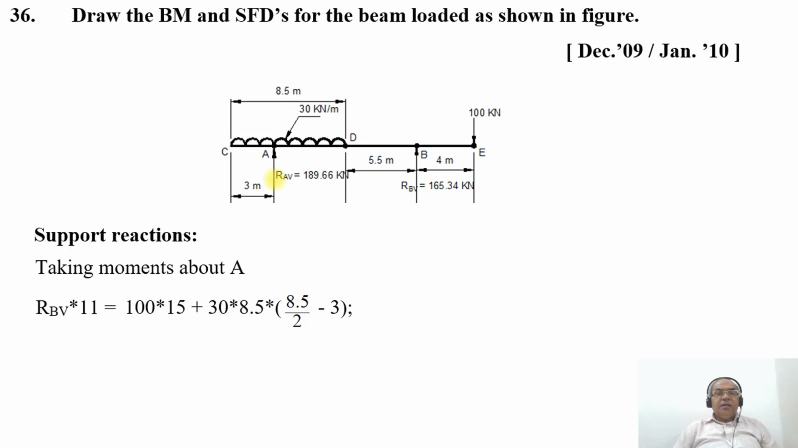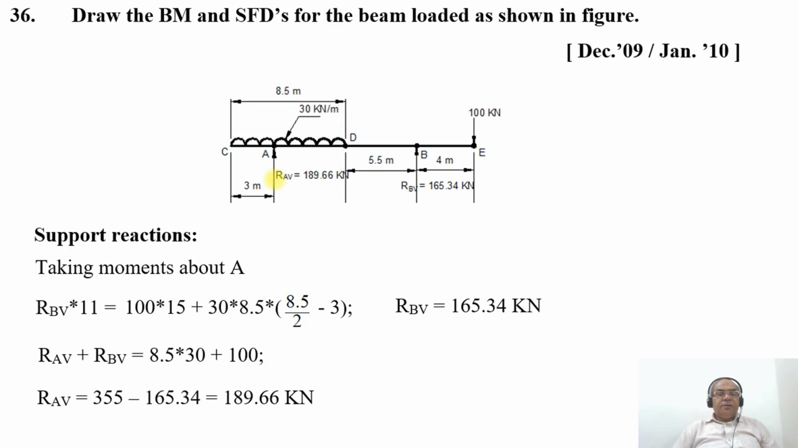So that gives RBV equal to 165.34. Then RAV plus RBV will be equal to 8.5 into 30, plus 100, which gives RAV equal to 355 minus 165.34, which is 189.66 kilonewton. Once you get that, we go to the shear force diagram.